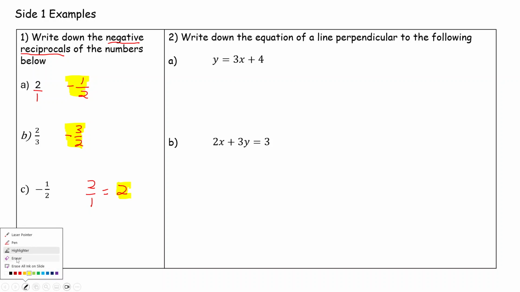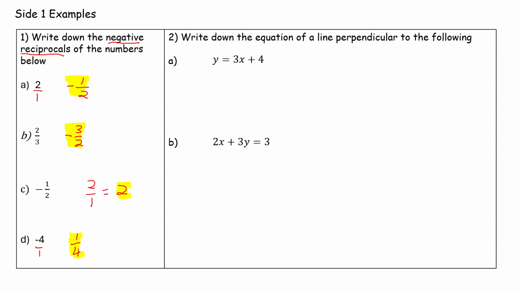And then this one here, negative 4. Well, again, negative 4 I can write as negative 4 over 1. It means the same thing as minus 4. And then for the negative reciprocal, I've got to flip it over, so write it as 1 over 4, and make it negative. It's negative 4 over 1, so the negative reciprocal makes it a positive answer. So there we go, 1 over 4. That is my gradient, or my negative reciprocal.